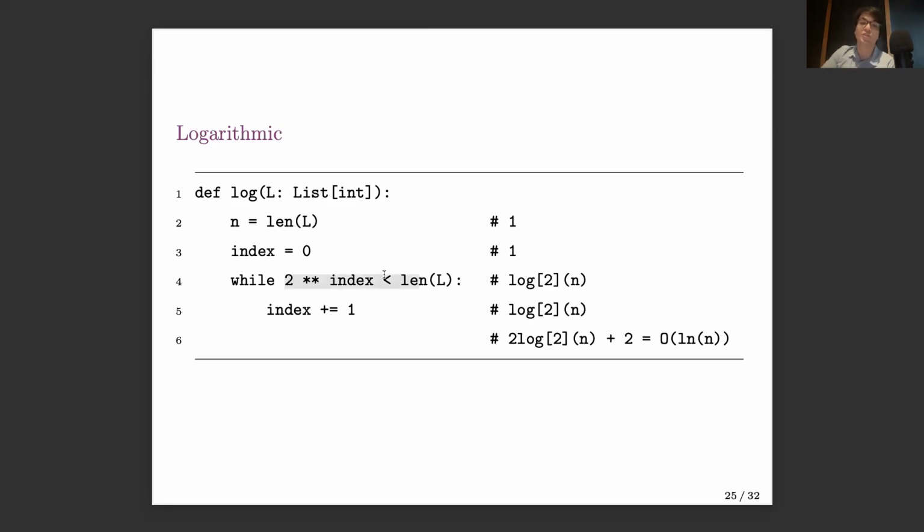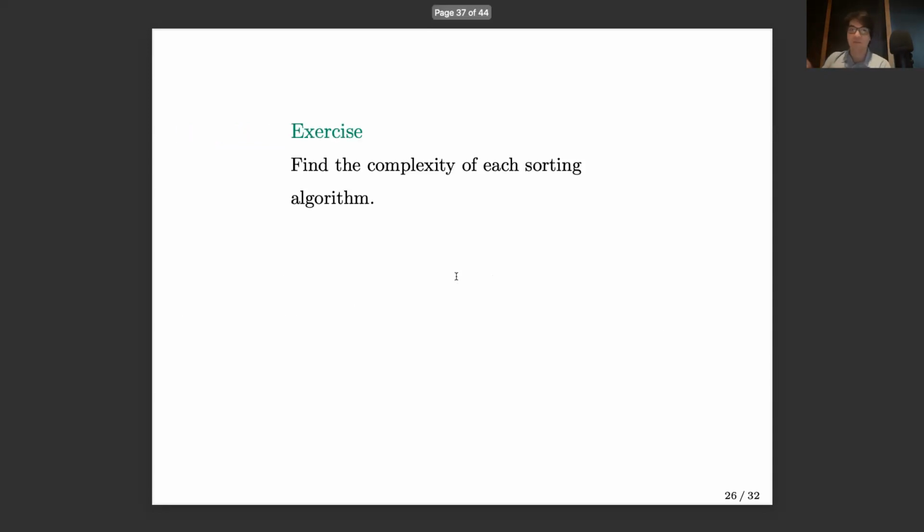Yeah, you can just sort of solve for this, right? You take log base 2 of both sides, and then you get index is equal to log base 2 of n. So that's not a bad way of thinking about it. Okay, sorry, I'm burning through this.